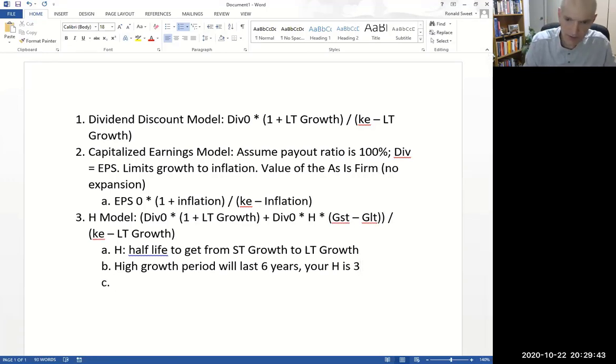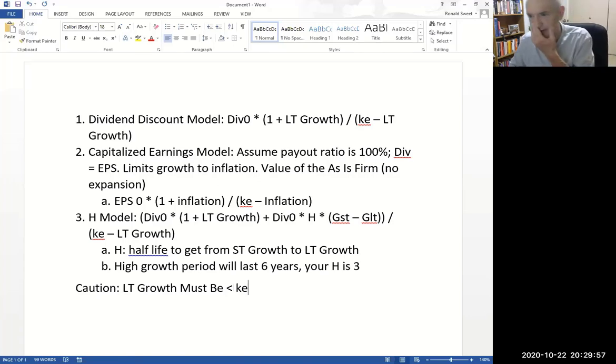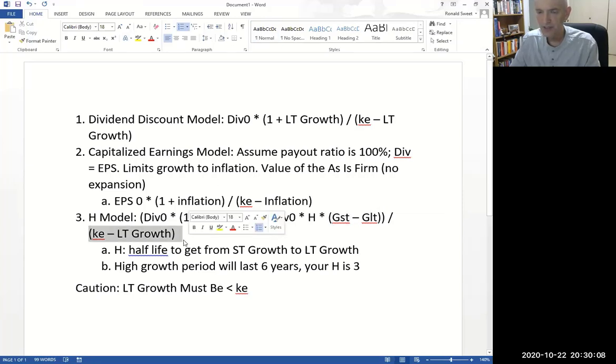The one thing to be real careful of: your long-term growth must be, I'm not saying it should be, I'm saying it has to be less than your KE. You have no choice on that. You can't have a 10% growth rate and a 6% discount rate. Your short-term growth rate can be higher, but your long-term growth rate cannot be, you cannot get a negative number in the denominator on these formulas. If your long-term growth is greater than your discount rate, the firm's worth infinity, and I don't think any of your firms are worth infinity. So be careful on that.